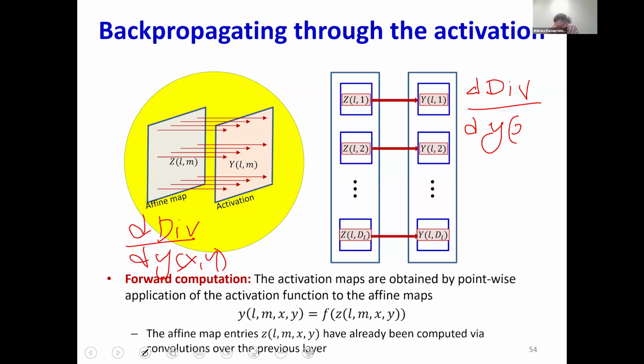So from this, how can I compute the derivative with respect to the z? Anybody? How would I get this?